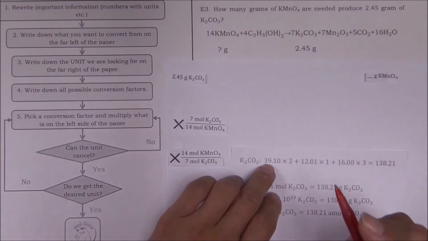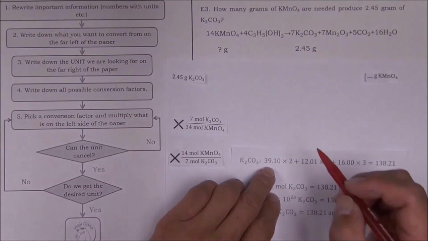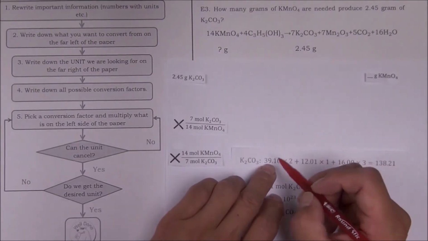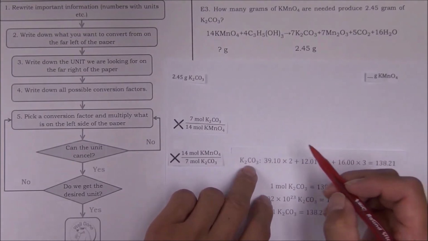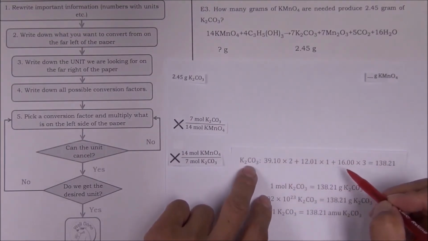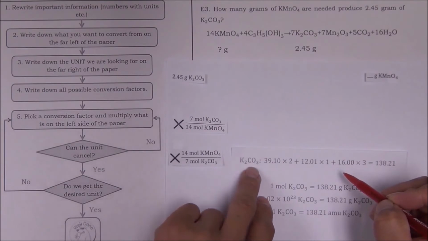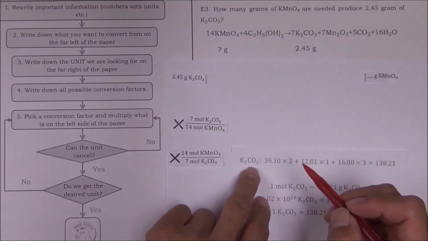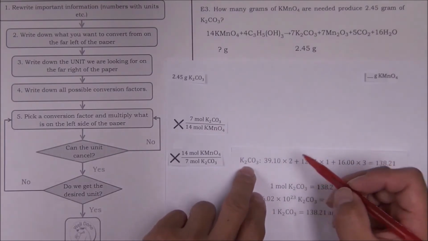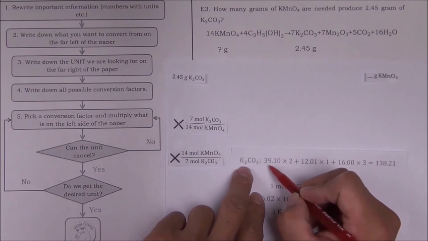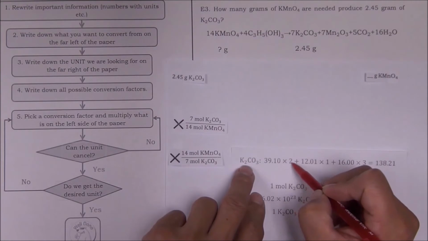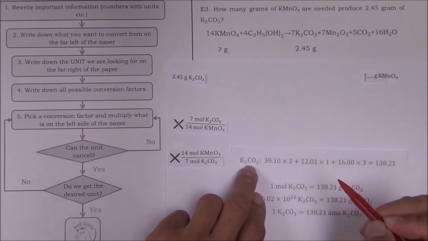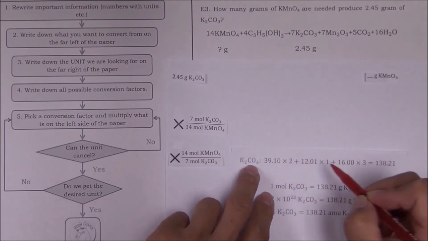We can look up a periodic table to find the atomic weight of each atom. Then we add all of them together. We will get the molecular weight of the chemical. Molecular weight and molar mass are the same thing. The atomic weight of potassium is 39.10. We have 2 potassium atoms in the formula, so we multiply by 2.